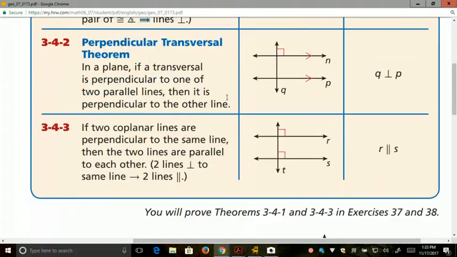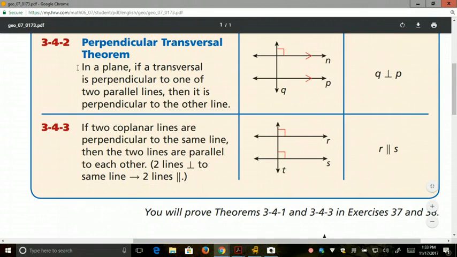The next theorem, 342, says if a transversal is perpendicular to one of two parallel lines. So the given includes these parallel lines, okay? And we have this right angle here because the transversal is perpendicular to one of them. Well, then it should come pretty easily that it's going to be perpendicular to the other line. Think about it. This angle is 90 degrees, so are all the ones around it.